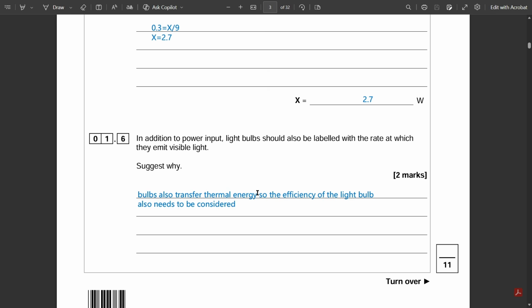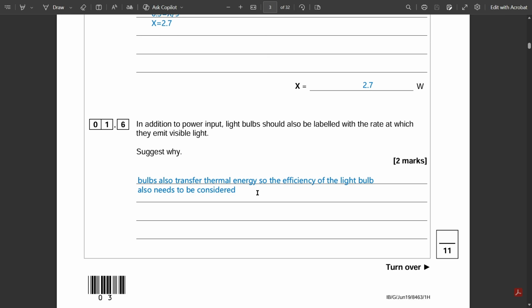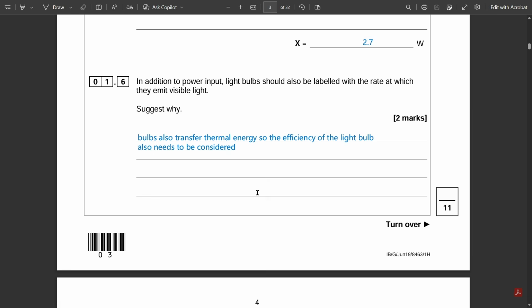You could have a massive power input, like millions of watts, yet if it's not emitting any visible light, it's not a very good light bulb. So you need to actually take into account the rate at which it emits visible light. Although if you're pumping millions of watts into anything, it's probably going to glow, and it's probably going to kill anything nearby. And then you don't need a light bulb because you're dead.